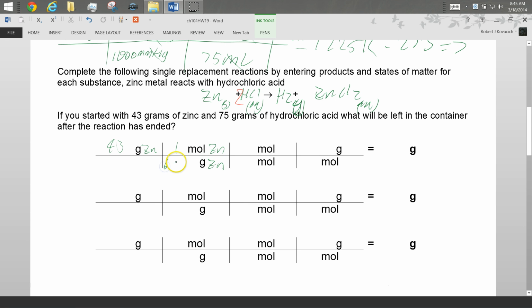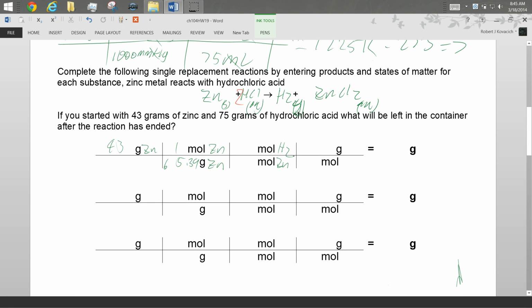65.39, and then zinc and zinc. And it doesn't really matter which one I go to. I'll go to the hydrogen gas. So I don't know where I wrote zinc there. H2.